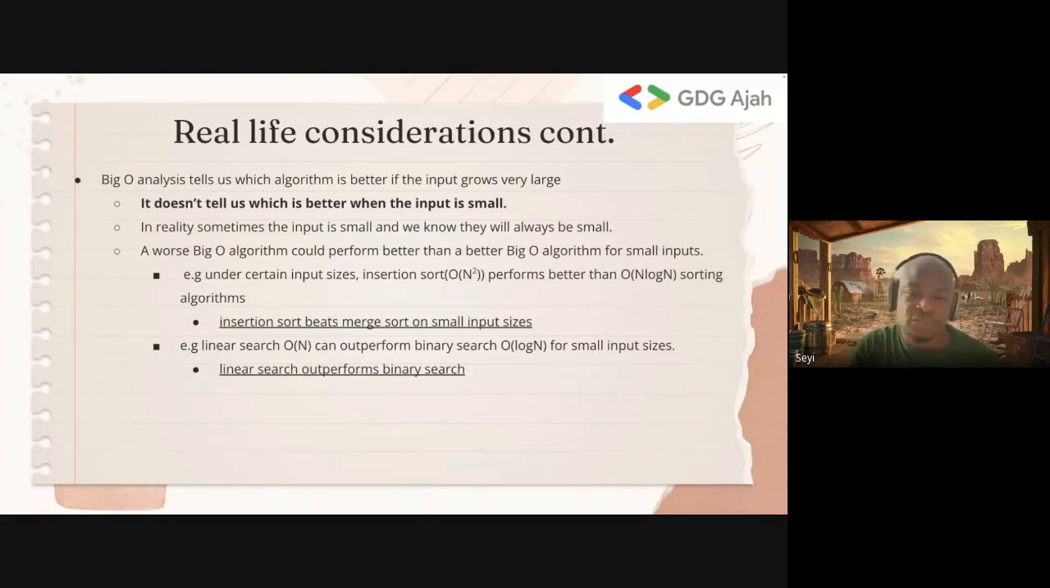I just put it here for completeness. You can go over it later. As we finish the course, it becomes more clear why this is. And linear search outperforms binary search for small input sizes. So these are just some real life considerations when you're actually implementing algorithms. Bottom line, you still need to do testing.